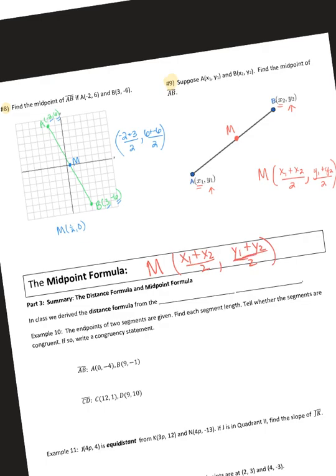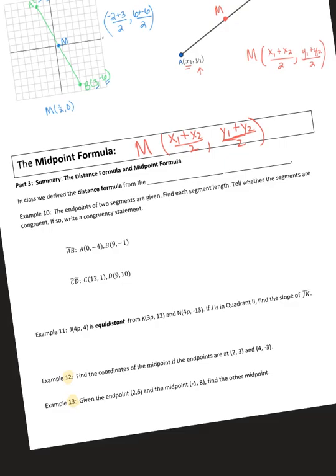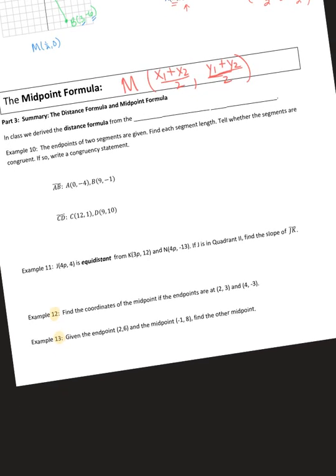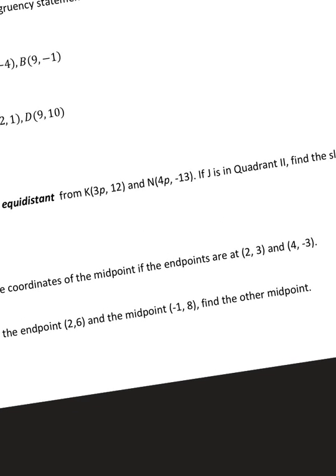Okay. All right, so let's take a look at a couple examples for midpoint. In number 12, it says find the coordinates of the midpoint if the endpoints are at (2, 3) and (4, -3). So those are your two endpoints. So the midpoint is going to be the average of your x-coordinates, 2 plus 4 divided by 2, or halfway between 2 and 4, and 3 plus -3 divided by 2, or again, halfway between 3 and -3. So 2 plus 4 is 6, 6 divided by 2 is 3, and 3 plus -3 is 0, 0 divided by 2 is 0. So the coordinates of the midpoint are (3, 0).